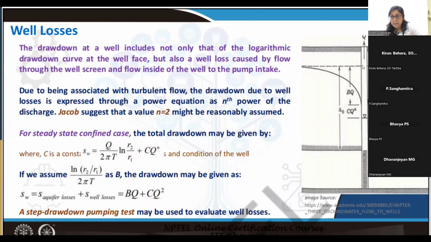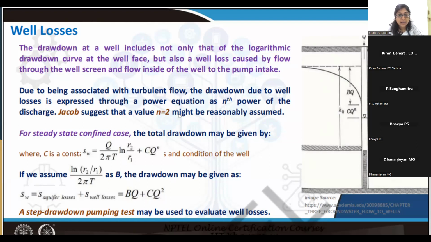And when water is pumped out of here, the water profile of the aquifer is going to look like this. This will be the drawdown curve, and this cone is called the cone of depression. So drawdown is equal to BQ plus CQ to the power n, and B here indicates the losses due to aquifer, and C here indicates the losses due to well loss. So this is the formula for drawdown, BQ plus CQ square. B indicates aquifer losses, and C indicates well losses.